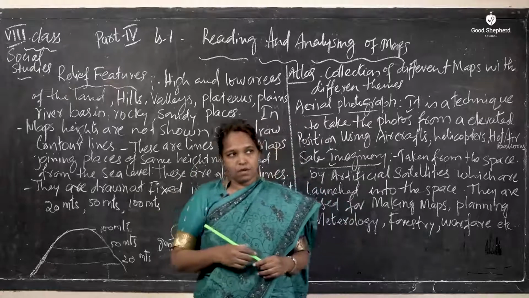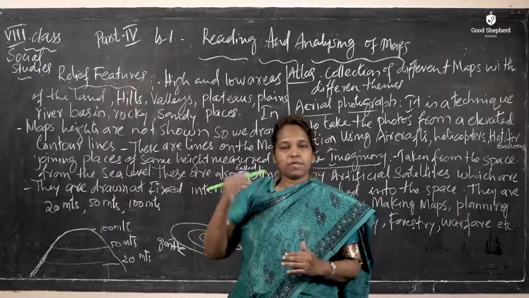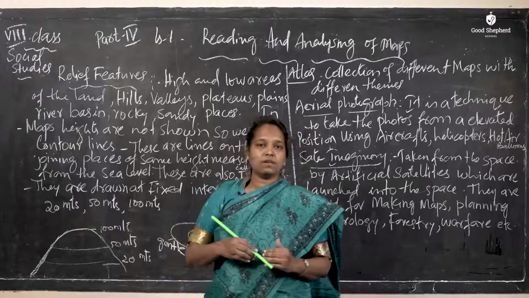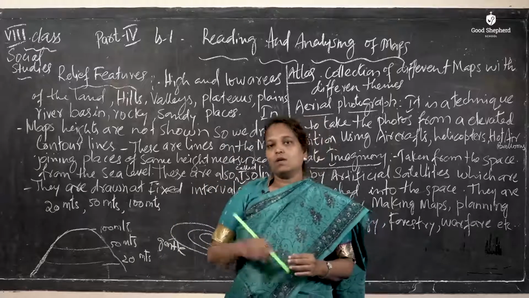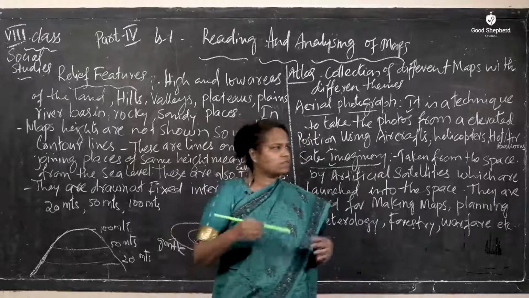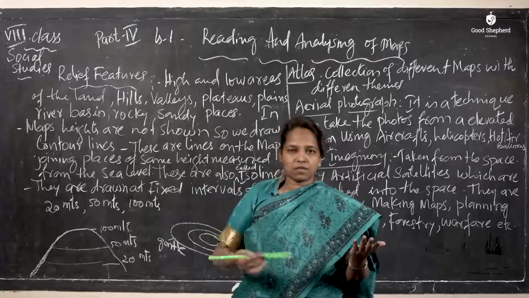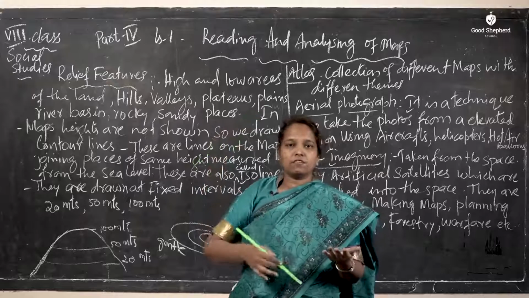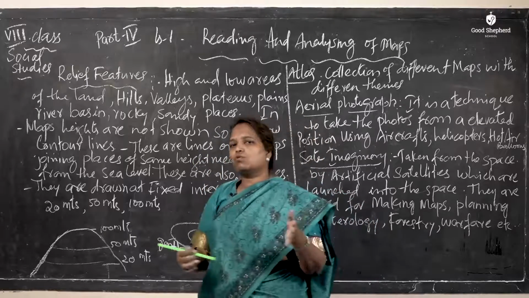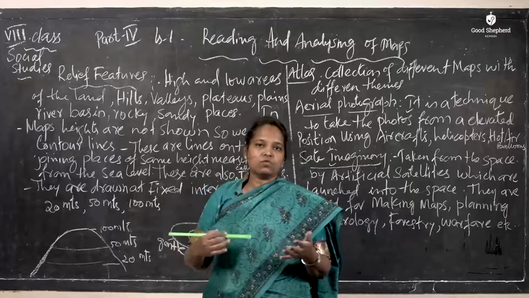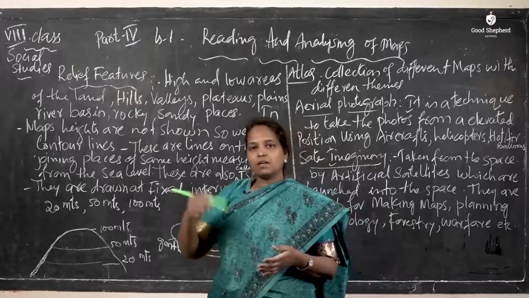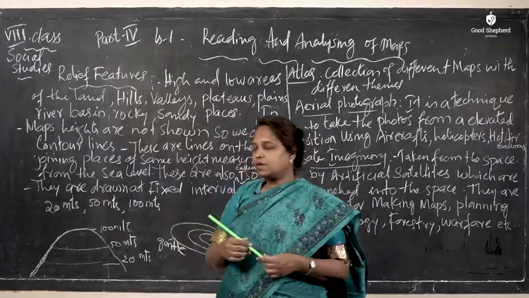The geographers measure the height of a hill from the sea level. Why sea level? Because approximately all the heights of hills are taken from the sea level only, because all the seas and oceans are connected to each other. So usually they check the height of a hill from that level.